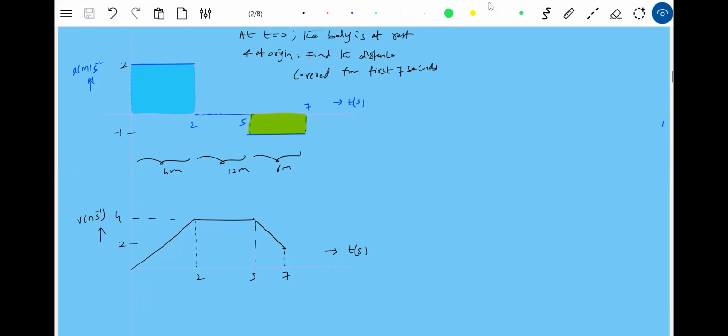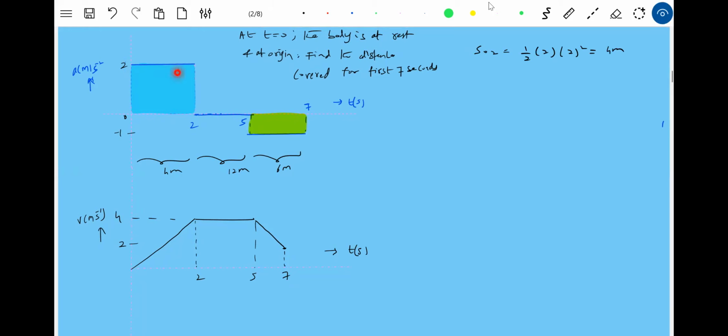What type of motion? Initially it is at rest, it will accelerate for 2 seconds. So what is the distance covered? It will be S02, I will write it. Distance covered for first 2 seconds will be half into 2 into 2 square. So this should be 4 meters.